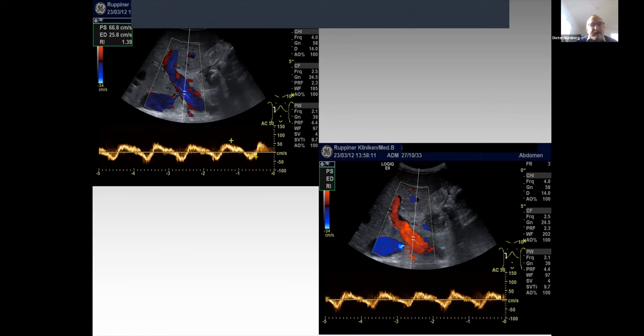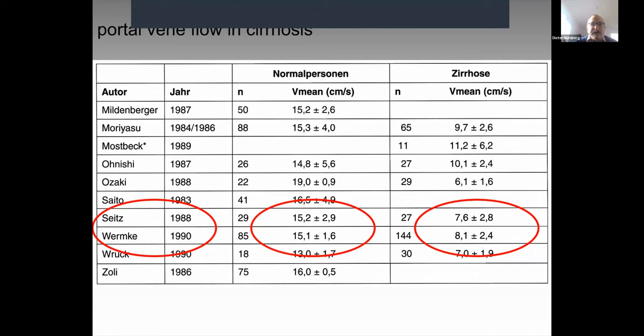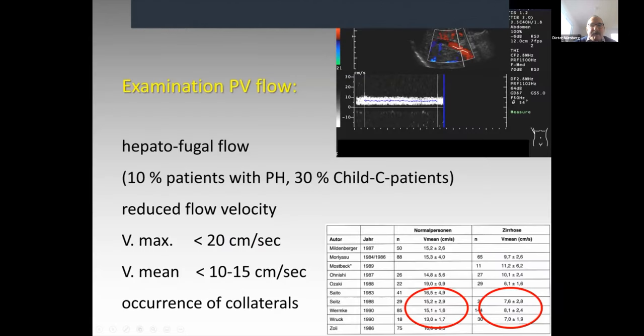There are some authors who measured the mean velocity in normal persons and in cirrhosis, and there's really a difference. The normal velocity is nearly 15 centimeters per second, and in progressive cirrhosis we have only half of the velocity in normal patients. But in practice, I very seldom use the measurement. More often we look at the splenic vein and the mesenteric vein.